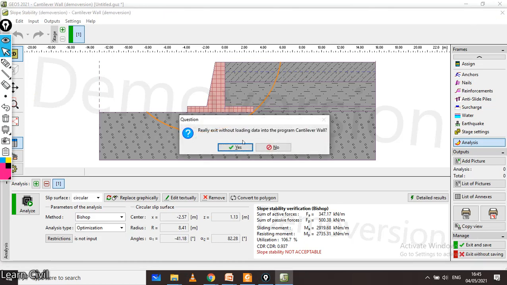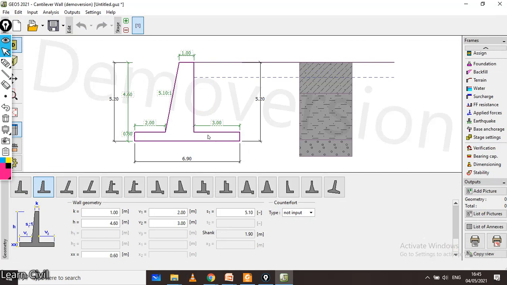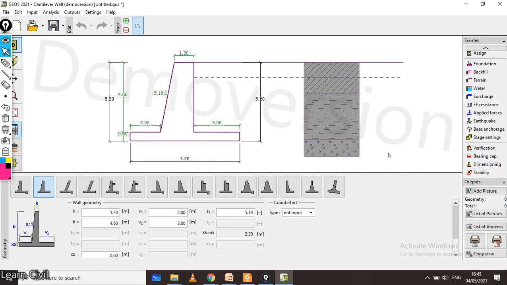So close this window, click on yes. Let us now increase this particular top width from 1 meter to 1.3 meter. Click anywhere in the window.